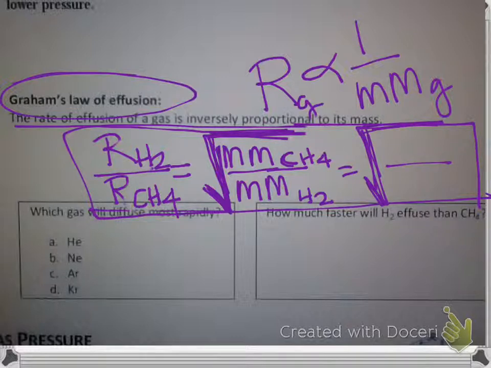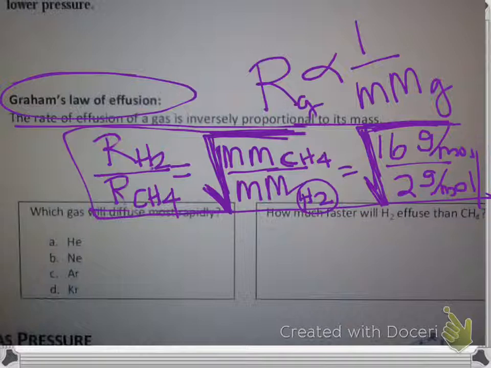What's the molar mass of methane? Well, methane is CH4. Carbon weighs 12 and hydrogen weighs 1 apiece. So it's basically 16 grams per mole. And I'm just doing this as an example. I'm not going to get the decimals out here. So we have the square root of 16 grams per mole for methane divided by the molar mass of hydrogen. Hydrogen is H2, so hydrogen weighs 1 times 2. 2 grams per mole is the molar mass of hydrogen. You should be pretty good at that by now from the last test.